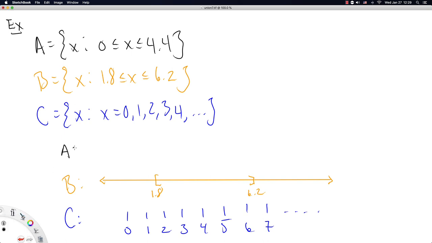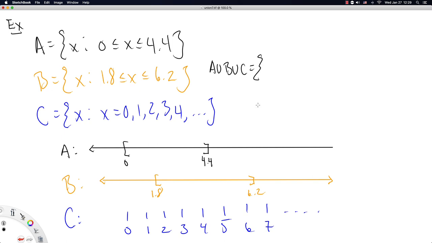We'll go back to black for A. We're going to think of A as an interval on a real line, just the same as B, but with different endpoints. So A goes down to 0, that's somewhere around here, and goes up to 4.4, that's somewhere around here. So then A union B union C is quite a set. It consists of all the elements from 0 to 4, all of the real numbers from 1.8 to 6.2, so that's really like X such that 0 is less than or equal to X is less than or equal to 6.2. You see how I'm taking the lower bound of A and the upper bound of B.